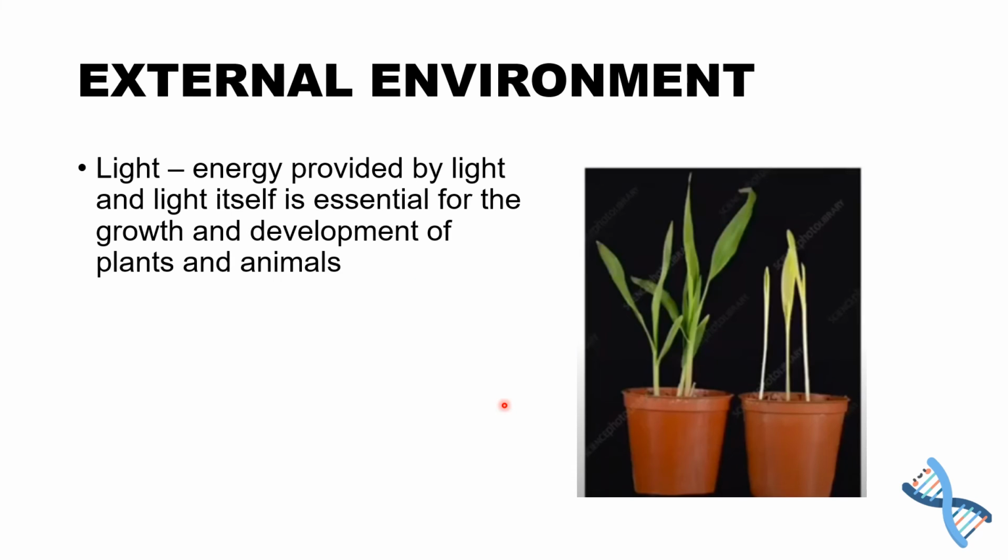Now, for light. Light is the energy provided for the growth and development of plants and animals. As you can see here, even though they have the same genotype and came from the same parent, one was provided with light and the other was not. So you can see in my picture the expression of the phenotype: one grew well, the other only like this. So light also has an influence.